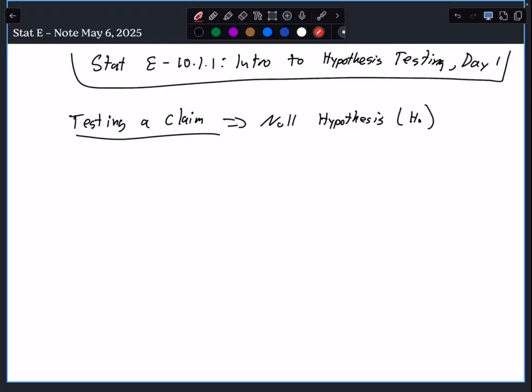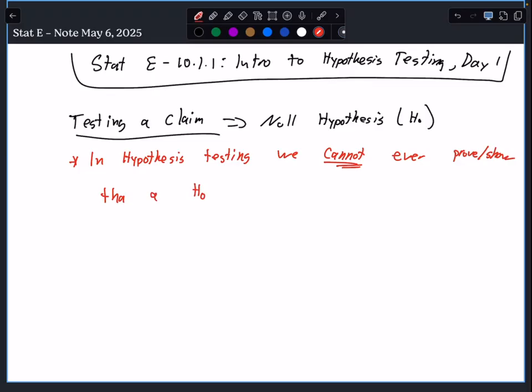In hypothesis testing, we cannot ever prove or show that a null hypothesis, H0, is true. We cannot ever show that a null hypothesis is true. This is something we cannot do.